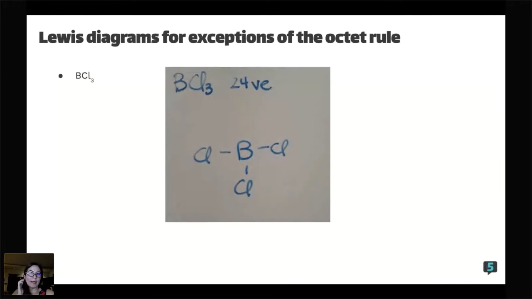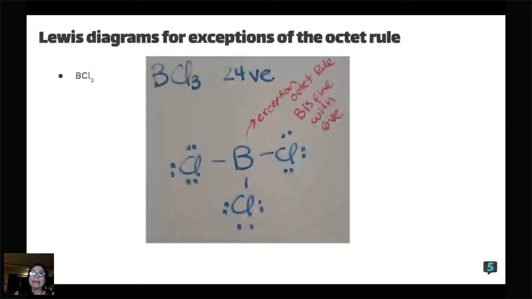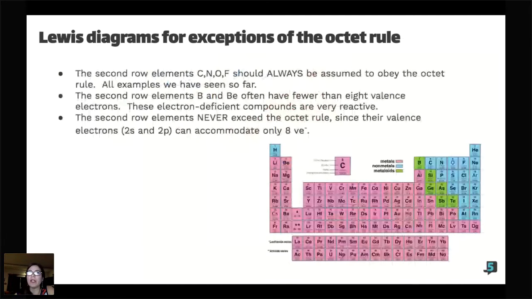So this is an example of boron with chloride. I already did the count, 24 valence electrons. I already did the skeleton. So you add the electrons. And this is an exception of the octet rule. So we already have the 24 valence electrons, and boron is totally fine with 6 valence electrons instead of 8. So this is a proper structure for boron. Okay, another exception for the octet rule.